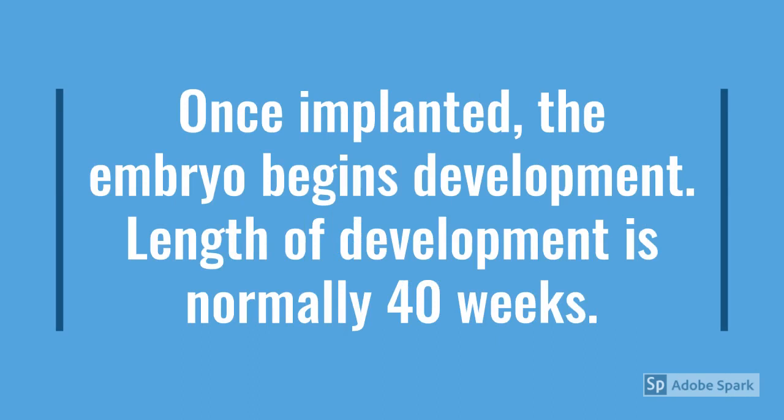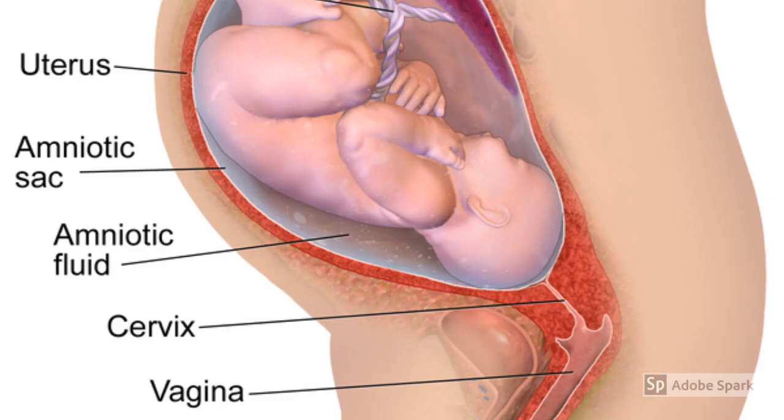Once implanted, the embryo begins development. Length of development is normally 40 weeks. As development continues, the embryo, now referred to as a fetus, grows inside the uterus, and we see the structures that help it survive.